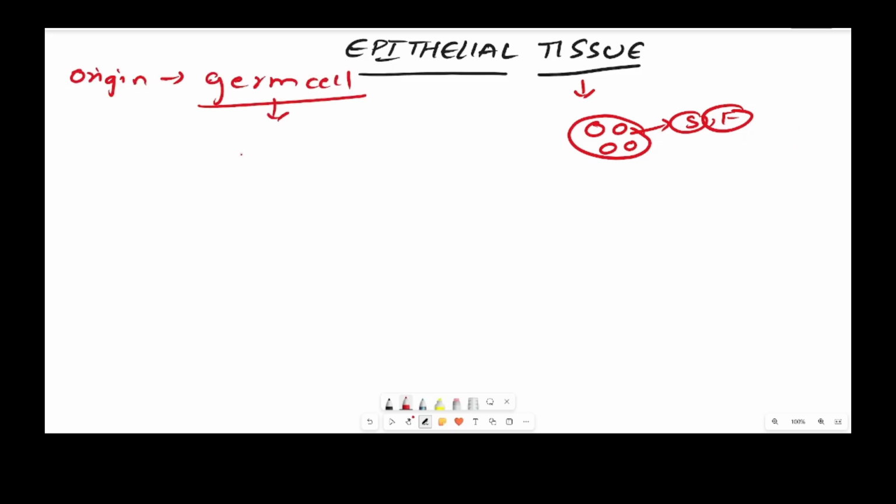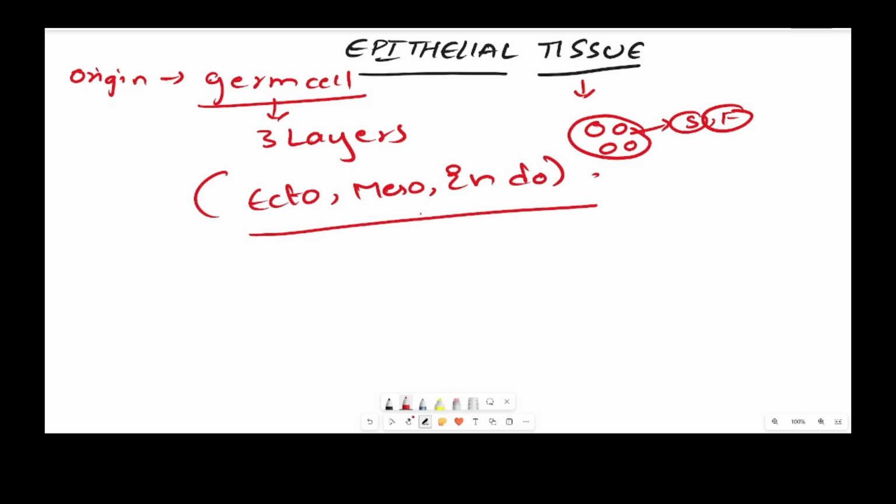So, coming to its origin, epithelial tissue is developed from germ cells, that too, all three layers of germ cells. So, what are those three layers? The first one is ectoderm, the second one is mesoderm, and the third one is endoderm. So, what are these germ layers? These are the embryonic tissues from which all the tissues and organs of the body develop.